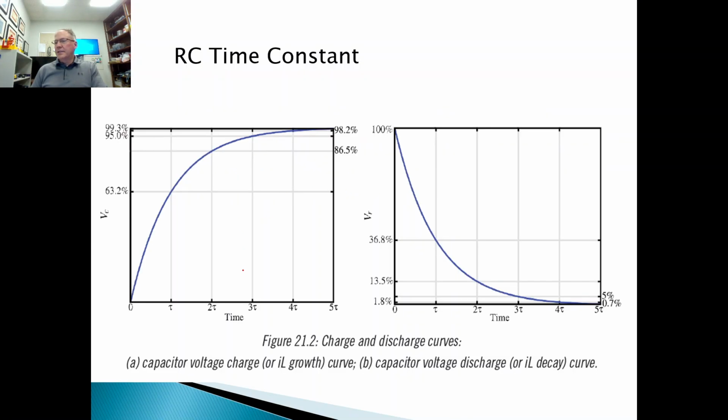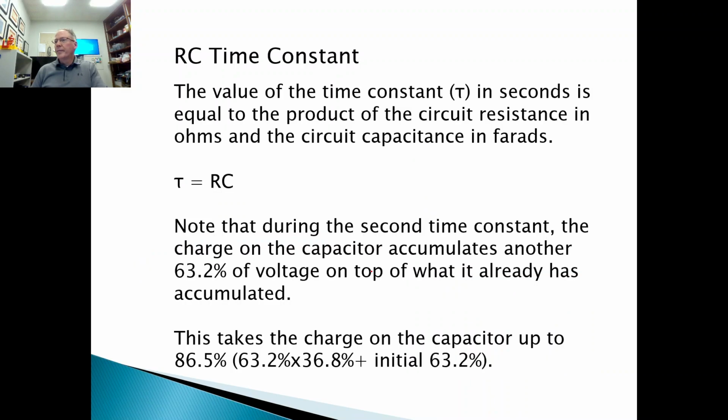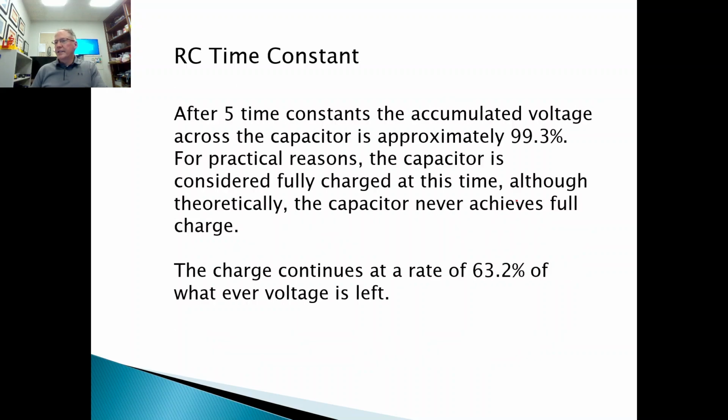And tau, when we're charging, to get to 63.2% is 1 tau, and then to get fully charged is 5 tau, and then to discharge to 36.8% is 1 tau, and then to fully discharge is 5 tau. And remember, tau equals, in a capacitive circuit, R times C. And then in an inductive circuit, it's L divided by R. Okay? So that's the idea of tau there.